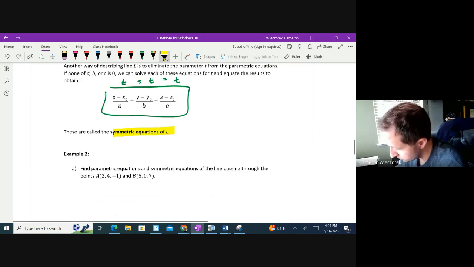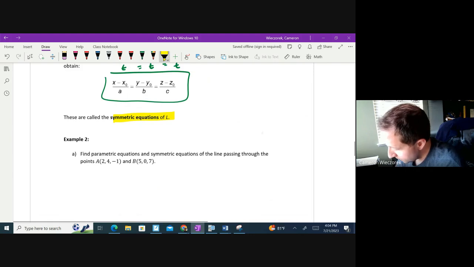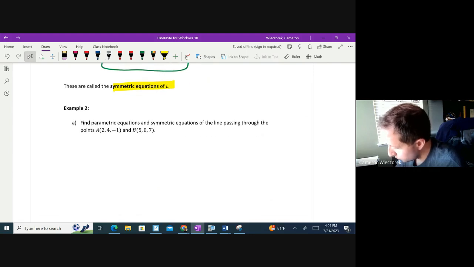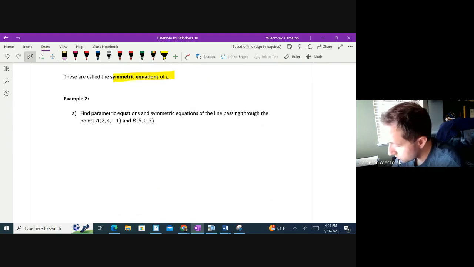Okay, so let's try this. Find parametric equations and symmetric equations of the line passing through the points (2, 4, -1) and (5, 0, 7). So they're giving us 2 points on the line. I'm going to choose A to be my initial point. You can choose either. So I'm going to let this be my P naught.